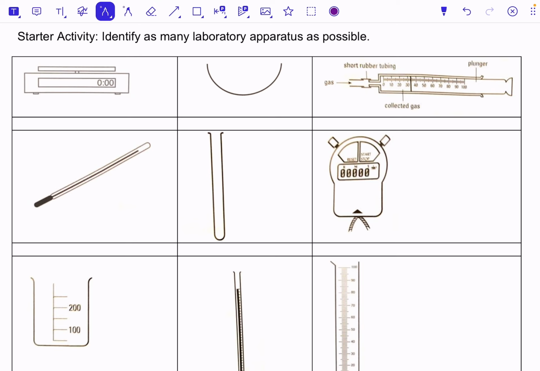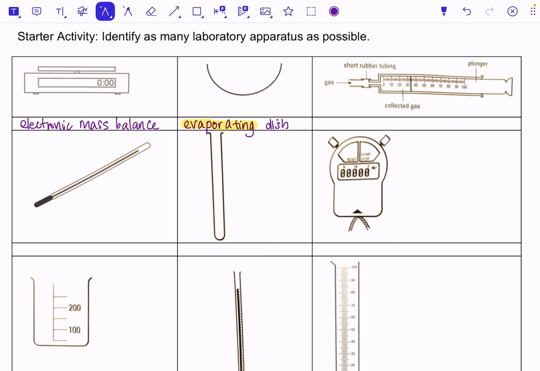So the first picture that you see is actually an electronic mass balance. The second one may be slightly more difficult to identify. Some students may say, oh, it's a bowl, but it's not. In chemistry, we call this an evaporating dish. Do be mindful about the spelling of evaporating. There isn't a U in front of the R.